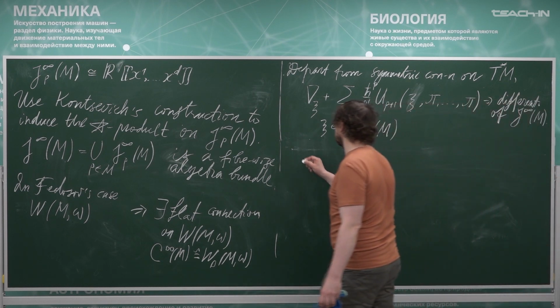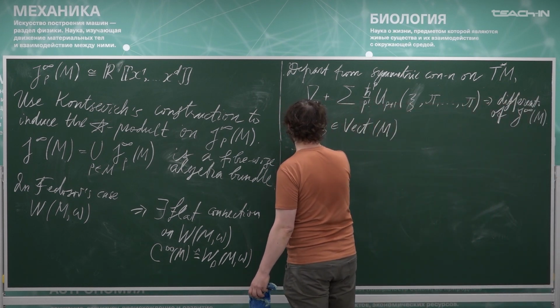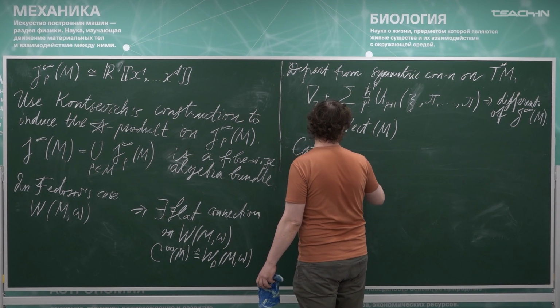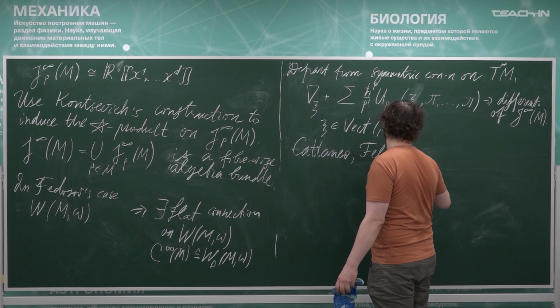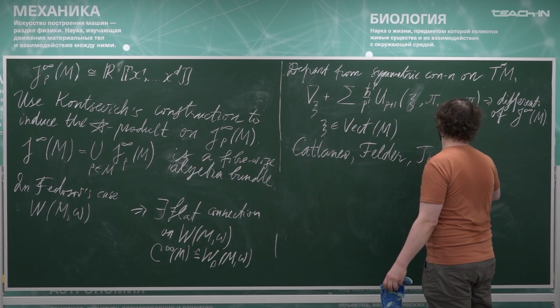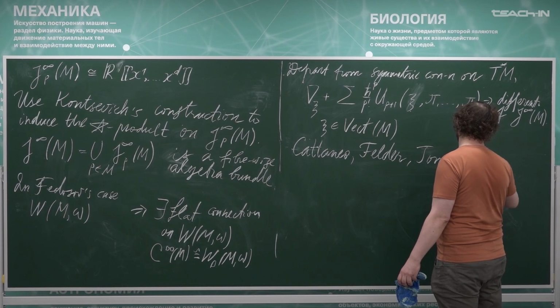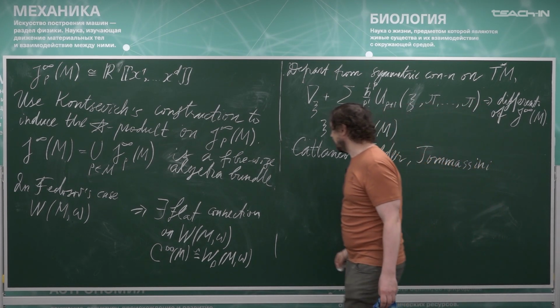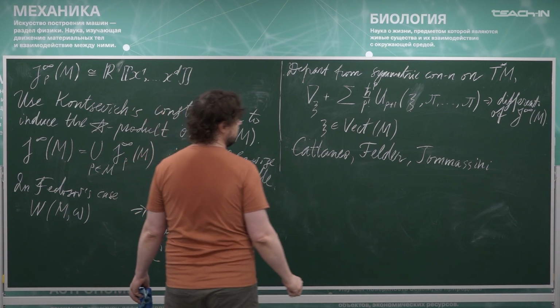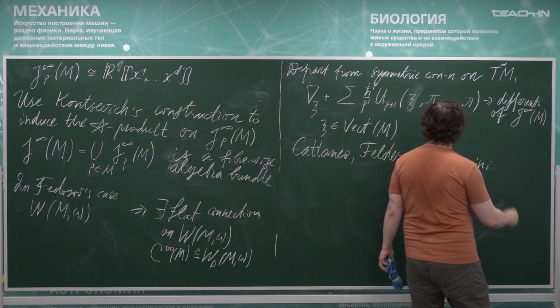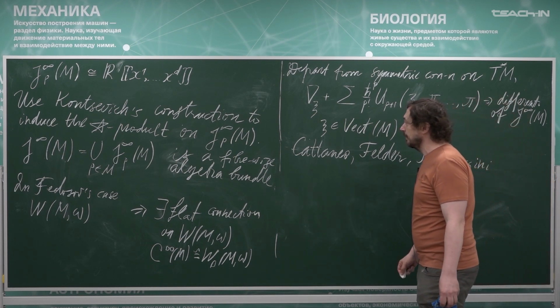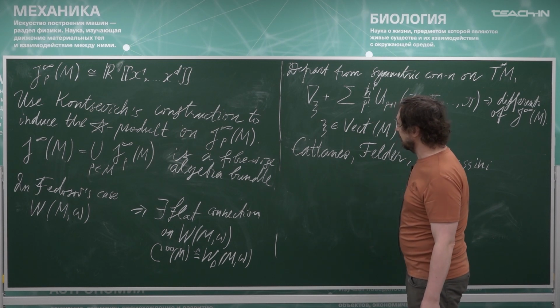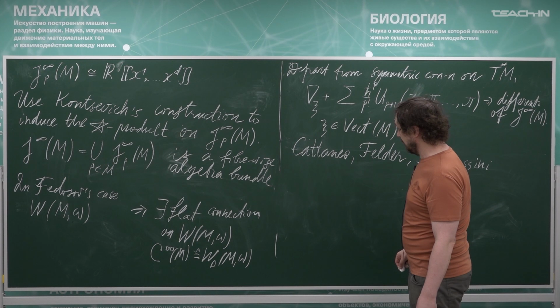So that's a method introduced by three Italian authors: Cattaneo, Felder, and Tomassini. I think it's with two M's and two S's. Difficult to remember Italian names, sorry. It's interesting because it actually shows the close relation between the globalization of Kontsevich's construction and Fedosov's ideas.